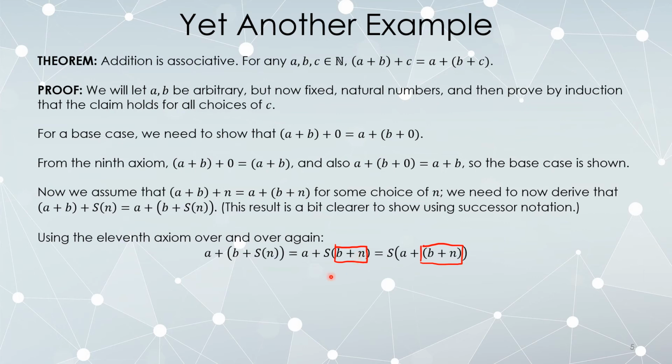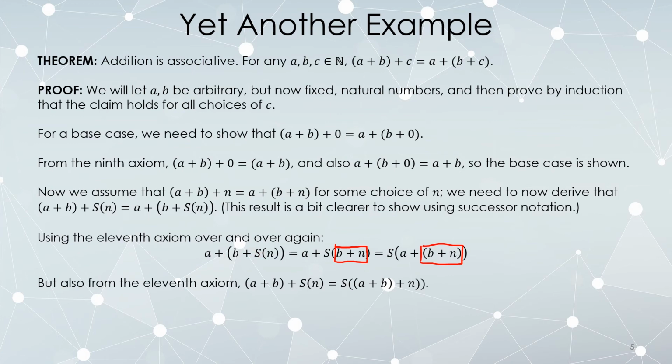Now let's think about that a. A plus s of red box is s of a plus red box. Just because this happens to have a plus sign in it does not change the fact that it's just a number. So first, in this parenthesis, b plus s of n is s of b plus n. Now incorporating this whole thing, a plus s of red box is s of a plus red box.